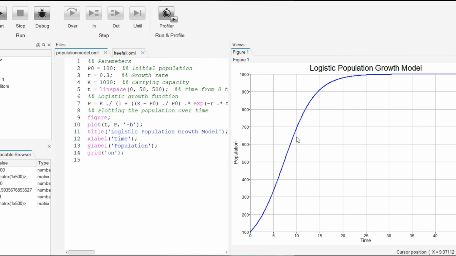The graph is given a title so we know what it represents. The axes are labeled so we understand what is being measured. A grid is added to make the graph easier to read.